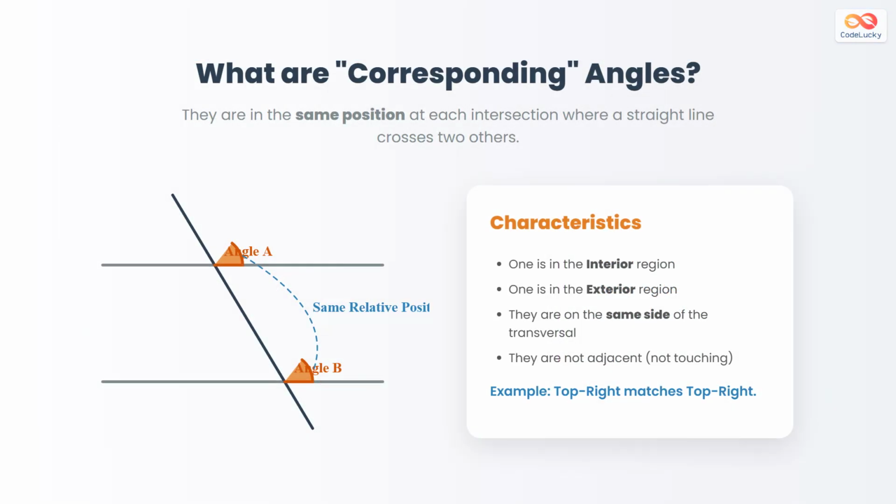So, what are corresponding angles? Think of them as angles in the same spot. In our diagram, look at angle A at the top intersection. It is in the top right position. Now look at angle B at the bottom intersection. It is also in the top right position. They correspond to each other.